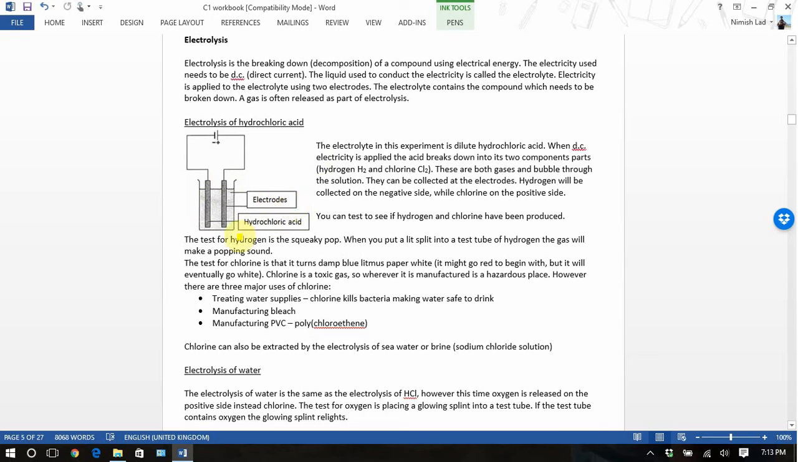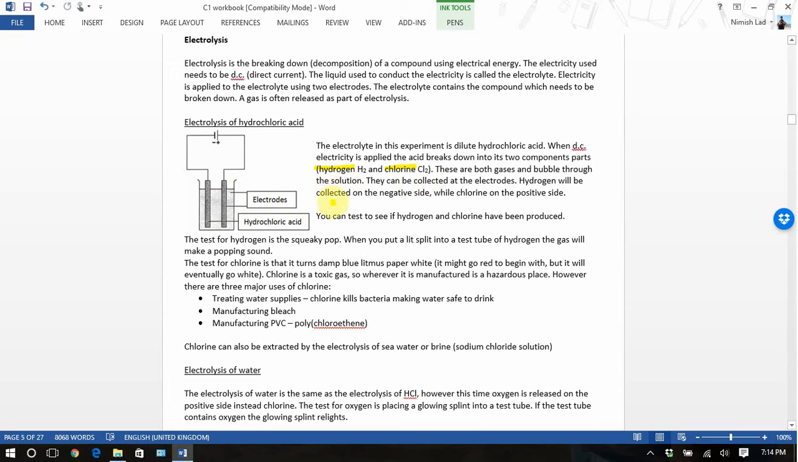Hydrochloric acid can be broken down into the two things that make it up, which are hydrogen and chlorine. In the exam, don't quote the formula, quote the element. Write hydrogen and chlorine as the gases that will come off. Both these gases bubble through, so if you have a test tube, you collect it in the test tube at the top. Hydrogen will be collected on the negative side, while chlorine on the positive side.